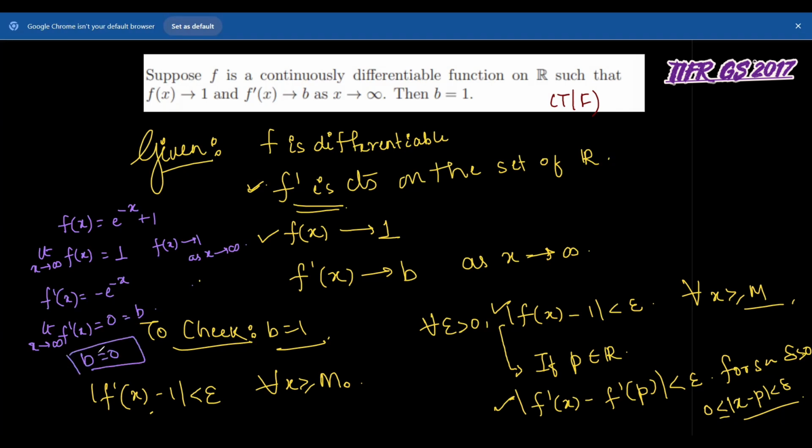So is it always necessary that b is equal to 1? The answer to that is no, and we have a counter example in front of us. So that's all about this question. Of course, the truth value is 0. That is, the statement is a false statement.